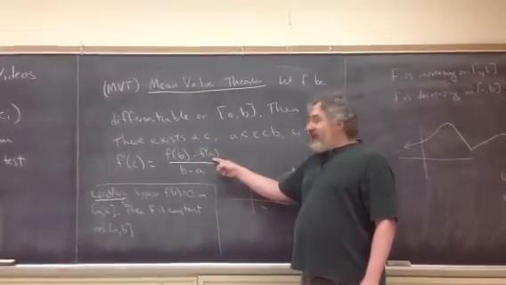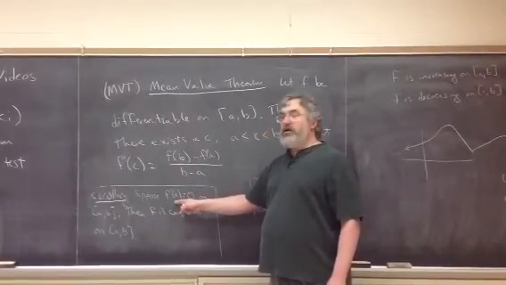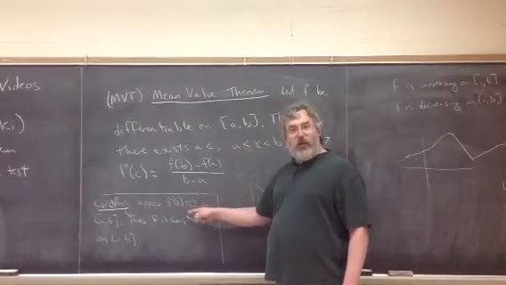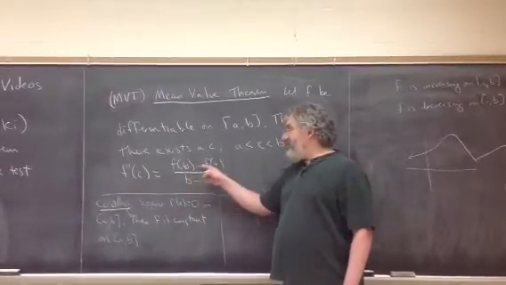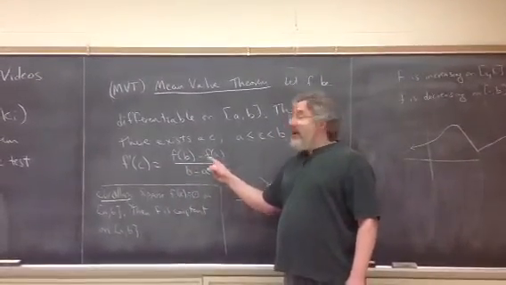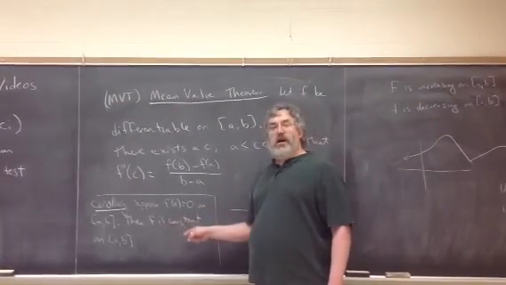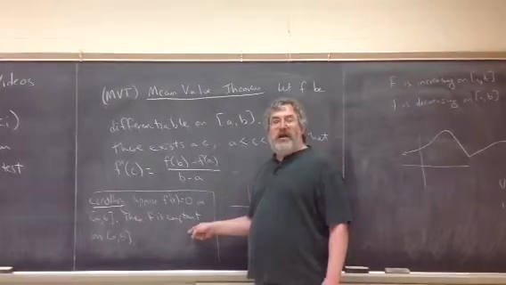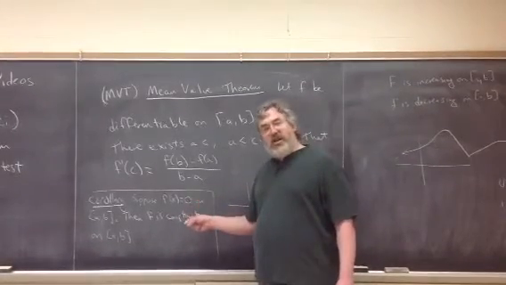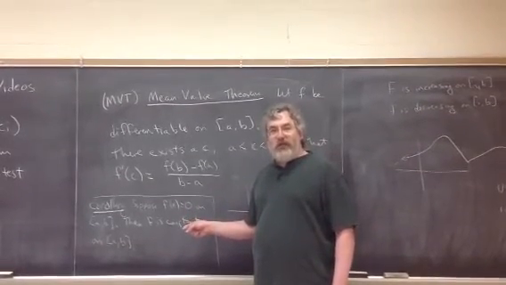What does the corollary say? It says, suppose a function's derivative is always 0 on an interval. Well, that means the endpoints and everything in between has to be the same. If the derivative is always 0, the function is constant. Maybe that doesn't seem like a big deal, but it's actually quite powerful, and we'll use it a lot later.